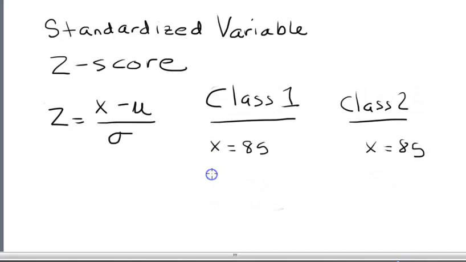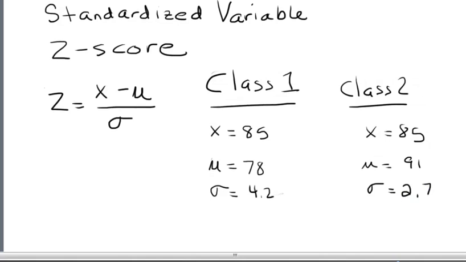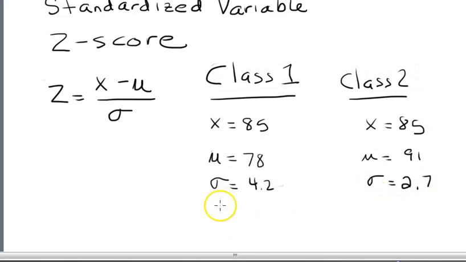So let's suppose that in class 1, for your 85, the class mean was a 78, and the standard deviation was a 4.2. And in your friend's class, the class mean was a 91, and the standard deviation was 2.7. What we're going to do is go ahead and calculate the z-score for your test grade of 85 and your friend's test grade of 85 so we can get a better understanding of what a z-score is.